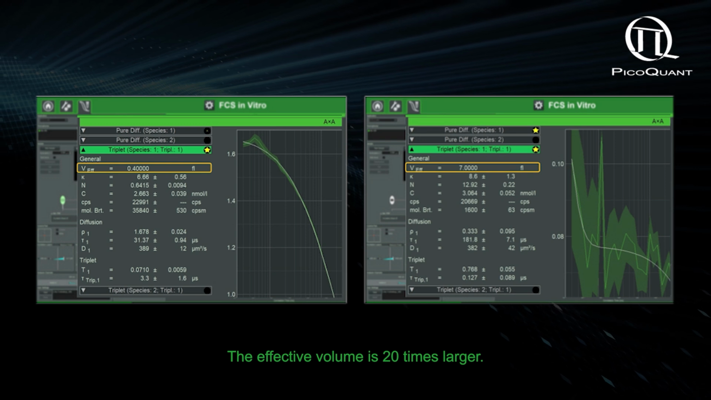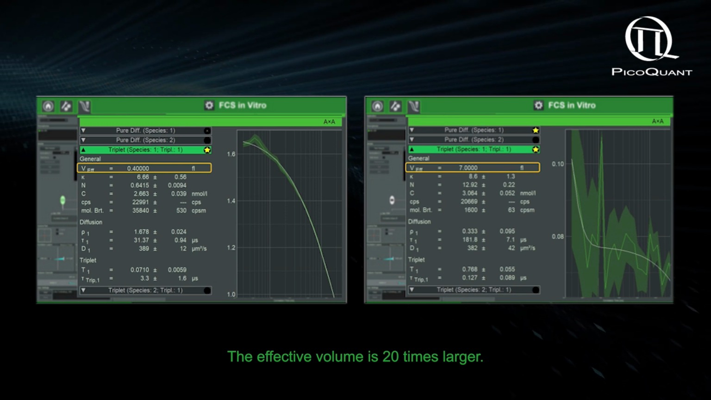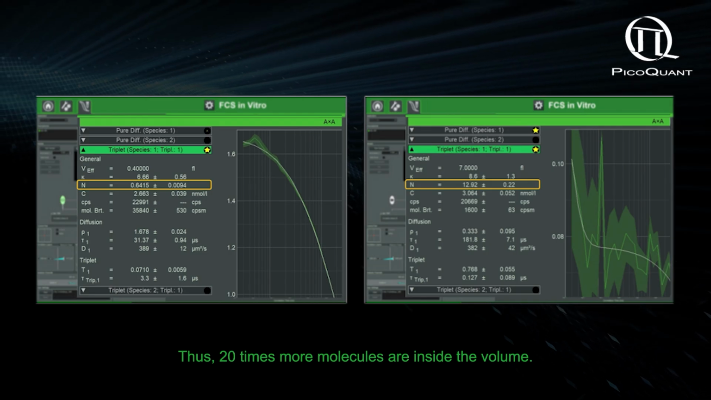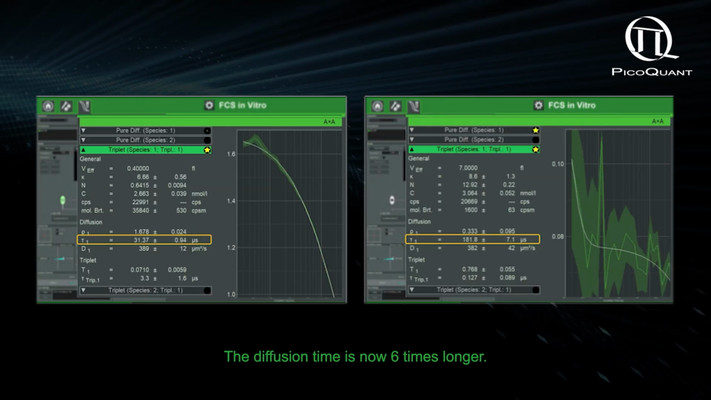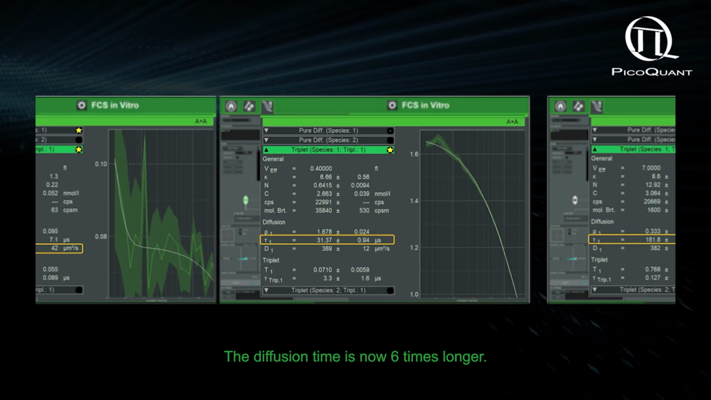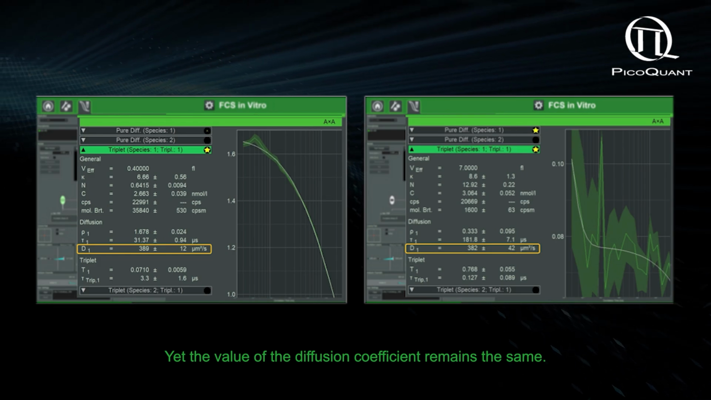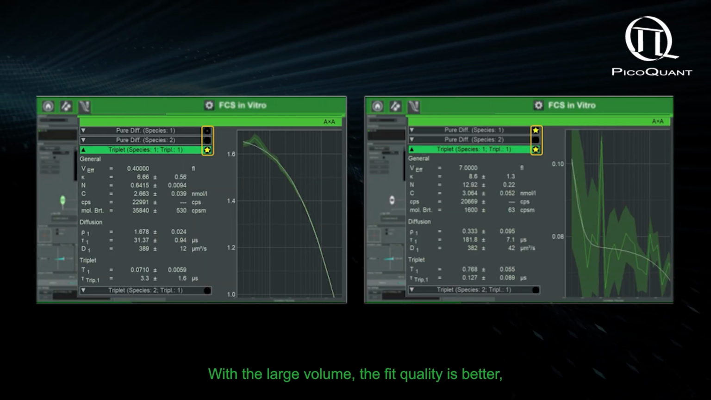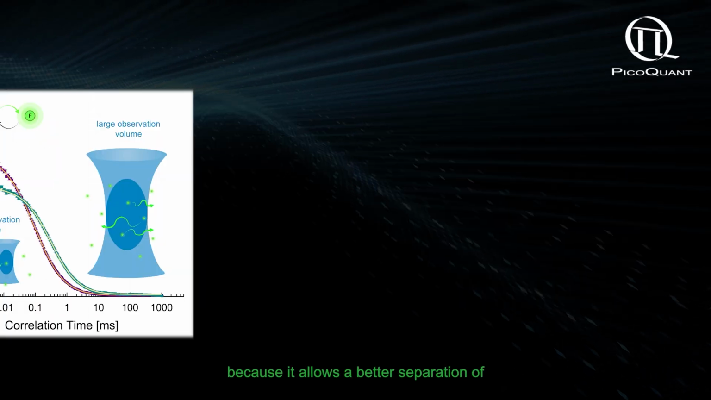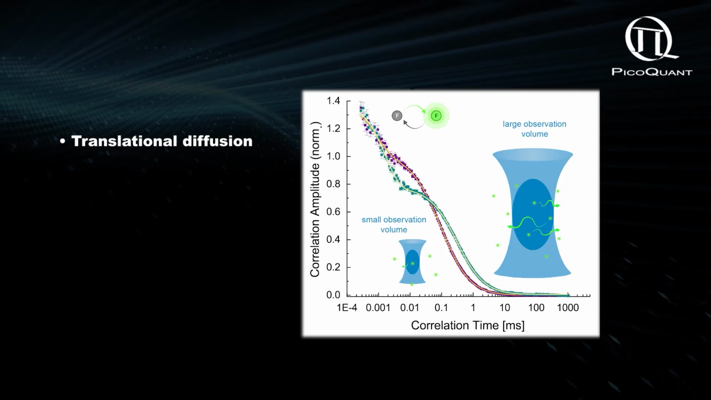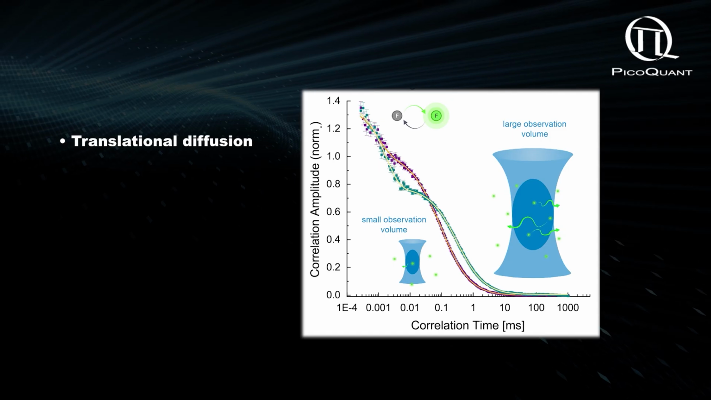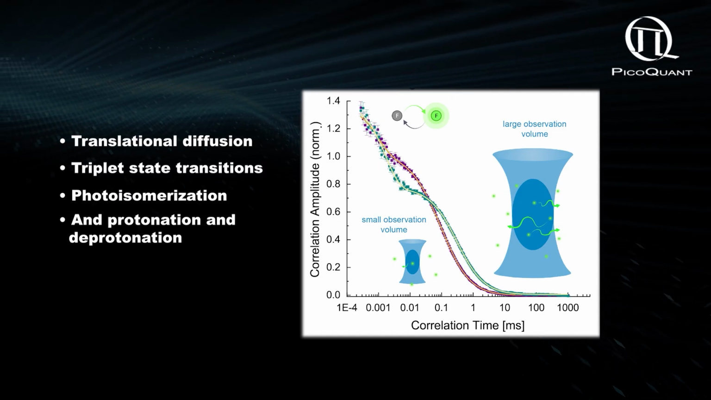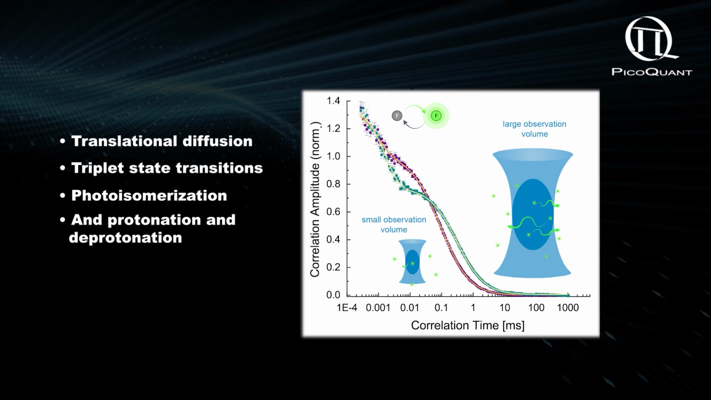The effective volume is 20 times larger. Thus, 20 times more molecules are inside the volume. The diffusion time is now 6 times longer, yet the value of the diffusion coefficient remains the same. With the large volume, the fit quality is better because it allows a better separation of translational diffusion, triplet state transitions, photoisomerization, and protonation and deprotonation.